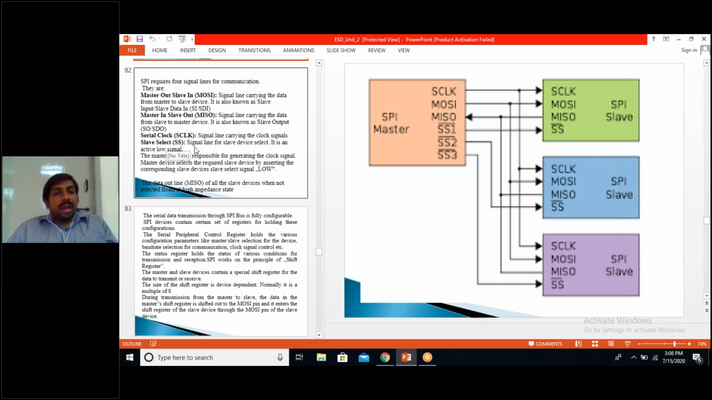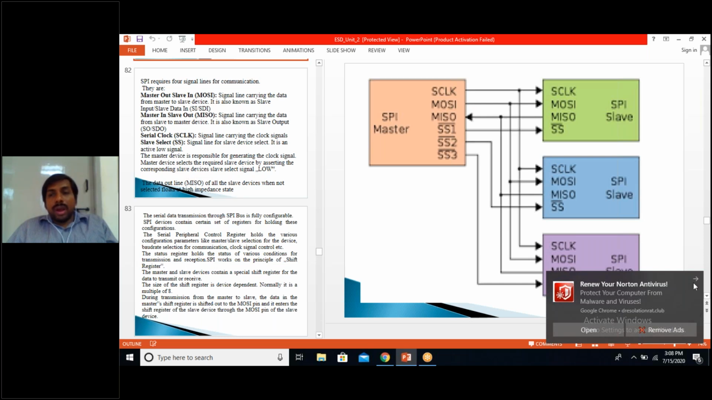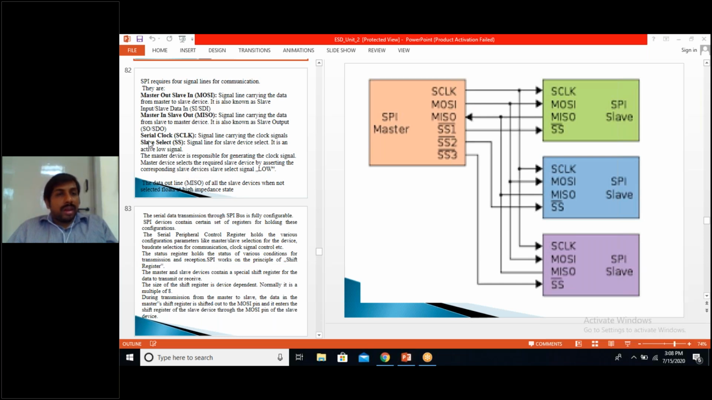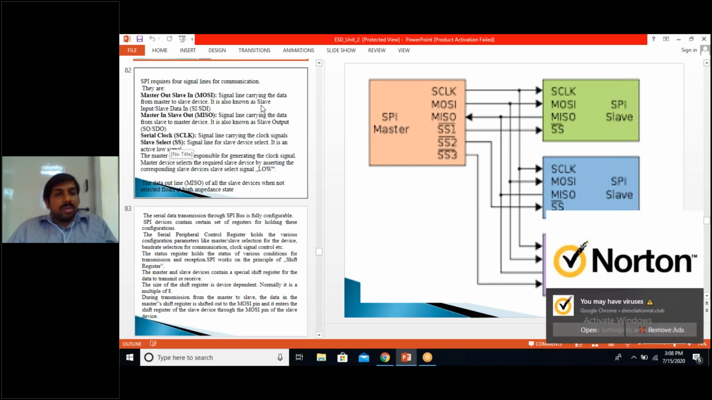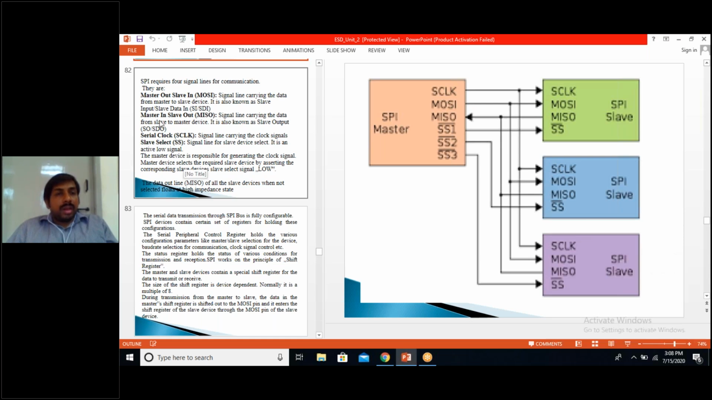Slave select is an active low signal. The master will generate a synchronous clock signal, and it tries to identify the slave. Once the slave is identified, data is transmitted from the master to the slave. Its other name is slave in. Similarly, master in slave out: data is transmitted from the slave to the master. That's why it is called slave out.